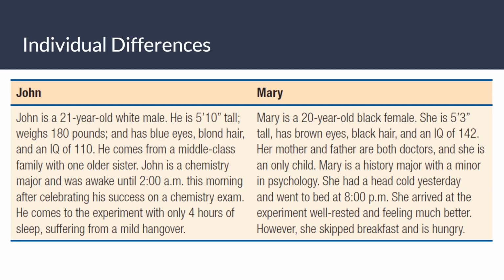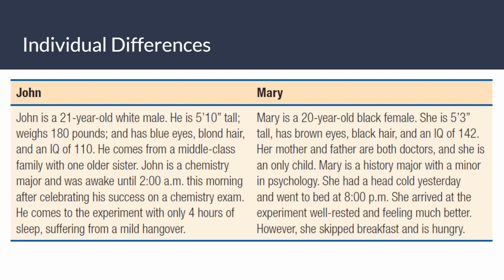Another downside of between subjects design is the individual differences. And I will give you some time to look at the profiles of two individuals here. So John is a 21-year-old male. He's 5'10", weighs 180 pounds, has blue eyes, blonde hair, and an IQ of 110. He comes from a middle-class family with one older sister. John is a chemistry major and was awake until 2 a.m. this morning after celebrating success on a chemistry exam. He comes to the experiment with only 4 hours of sleep, suffering a mild hangover.